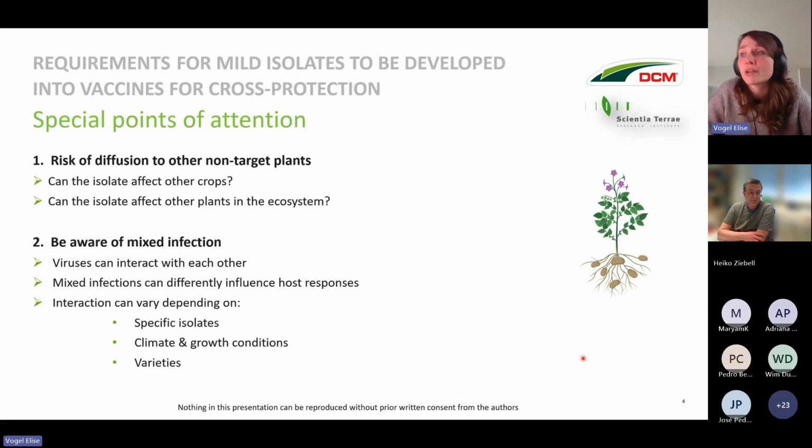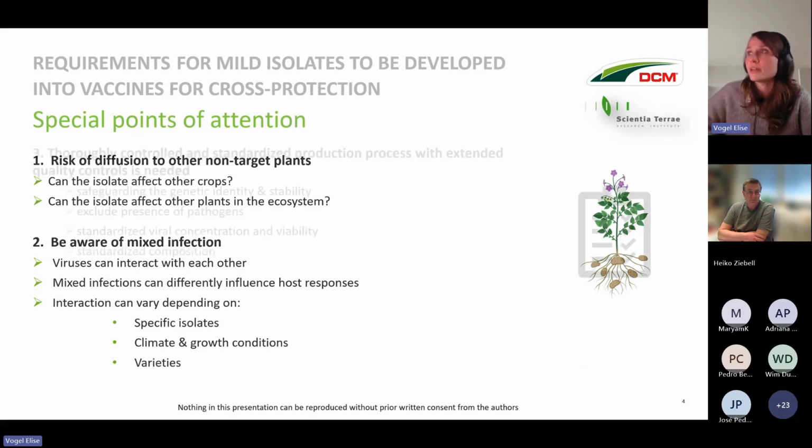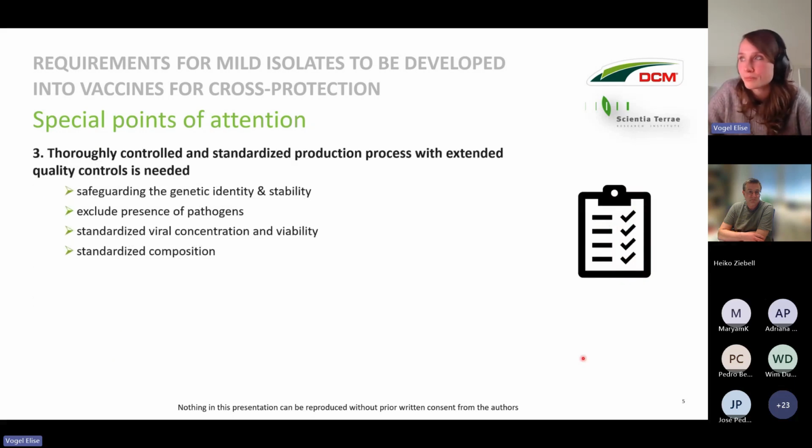Different viruses can, of course, interact with each other, and mixed infections can differently influence host responses. So depending on what specific isolates are present in the country that you're applying the strategy, or in the crop that you're applying the strategy, interaction can happen. And again, effects of this should be minimal. Also, different climate and growth conditions can influence this interaction. Different varieties can affect this interaction. So these are all things to be aware of and to keep in the back of your mind when you are developing a vaccination strategy.